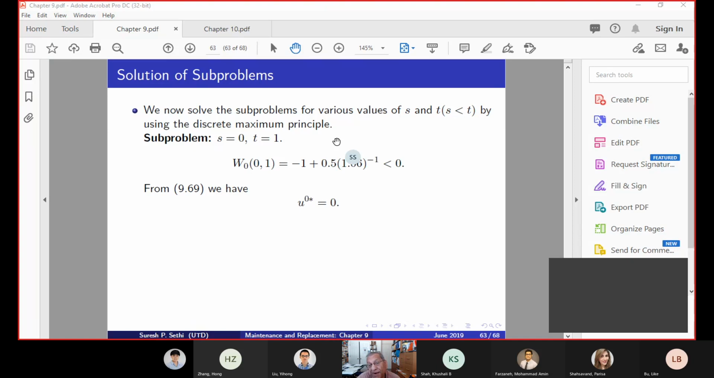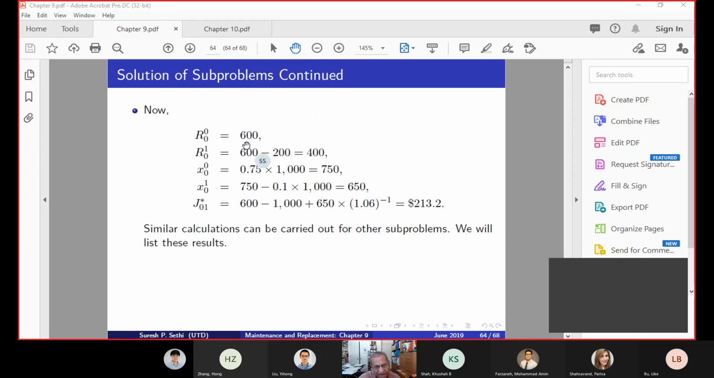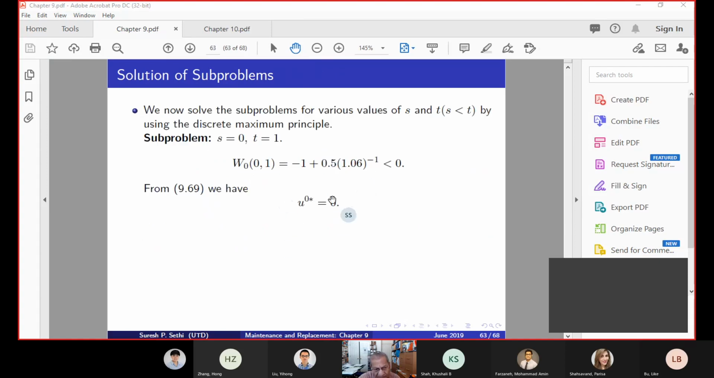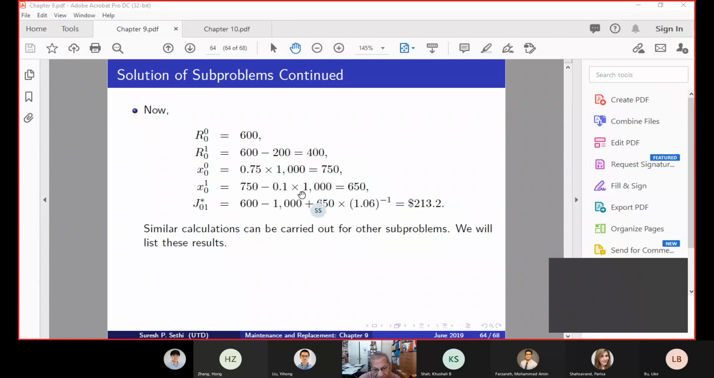So now I'm solving the subproblems. The first problem is buy the machine in period zero and sell it in period one. W01 is given to be less than zero, so the control for this machine is do nothing. Given that we have R00, given this control, I have to find the optimal objective function, J01 star. R00 is given, R01 is given, X00 is given, X01 is given, and I know the definition of J01 star. So J01 star gives us $213.20. Please go over home and look at all of these numbers and see how it's all done together, but it's all straightforward.